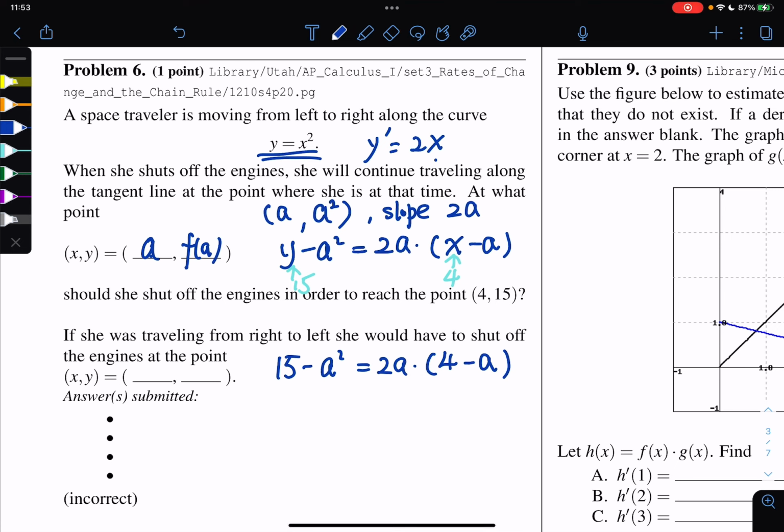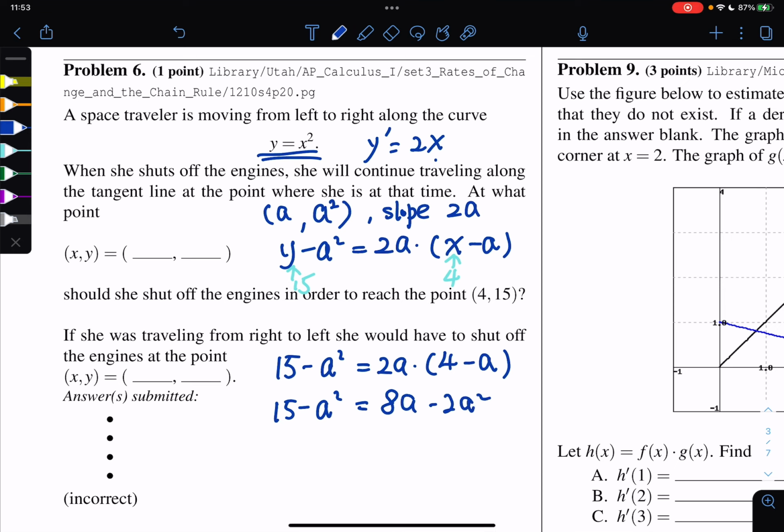I don't know the point yet, so I represent it by a. I know the point (4, 15) is supposed to be on this line. So when x is 4, y must be 15. So I build my equation here. It's just a matter of solving for a. Well, I have 15 minus a squared being 8a minus 2a squared.